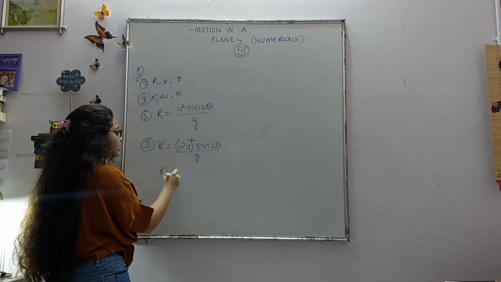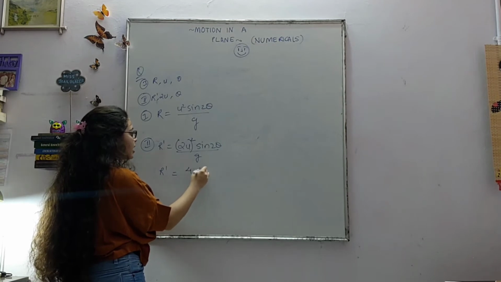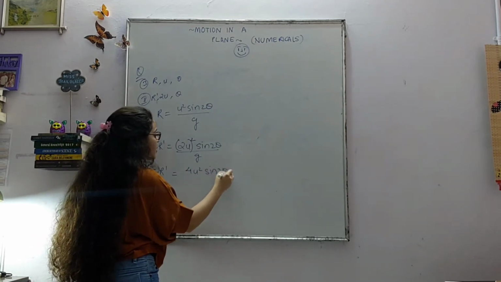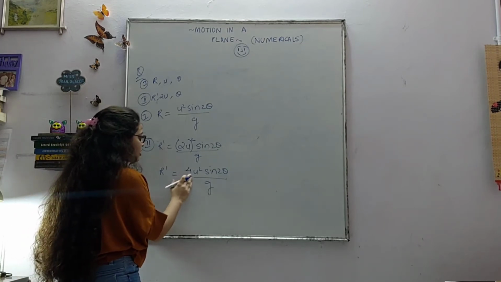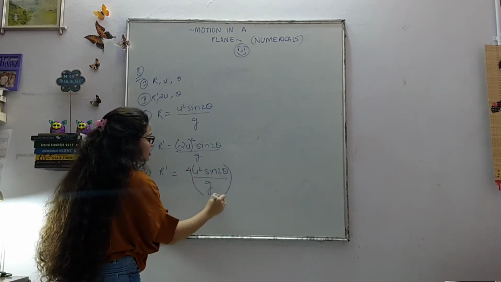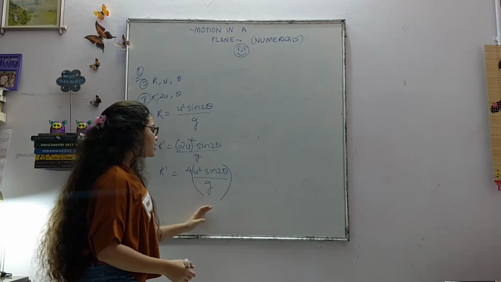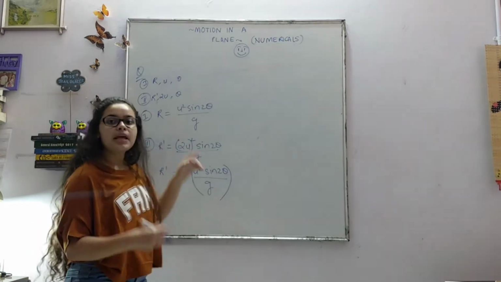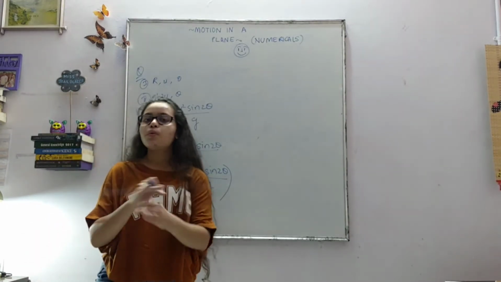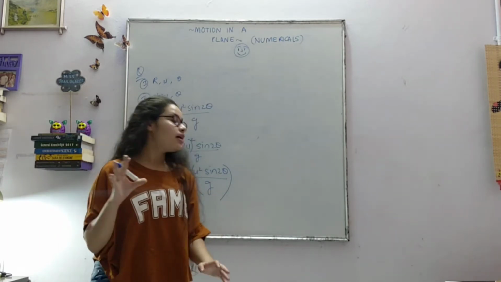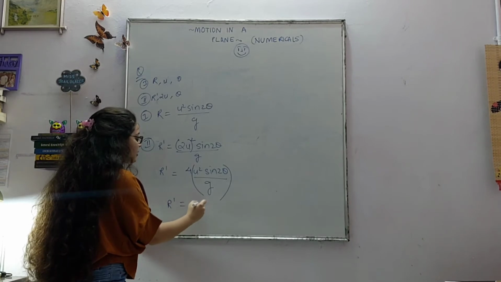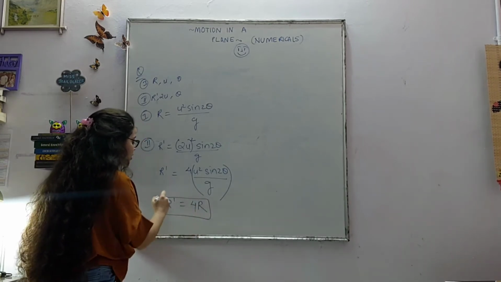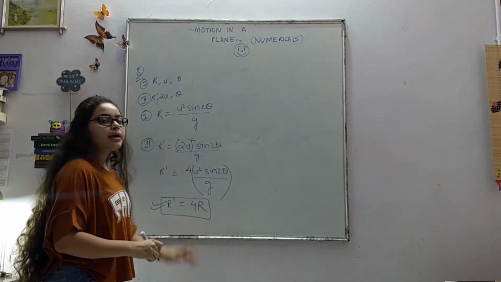So r dash is nothing but 4u square sine 2 theta by g. So if I take this common, this part, what is u square sine 2 theta by g? Is it r? Is it our initial range when we did not change anything? Right. So r dash is nothing but 4 times the original range. So our new range is 4 times the original range.